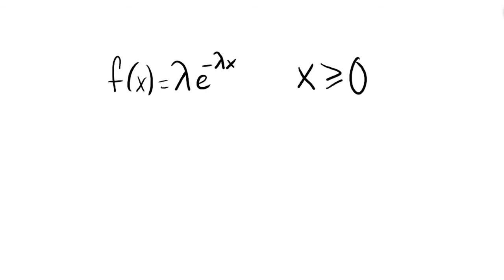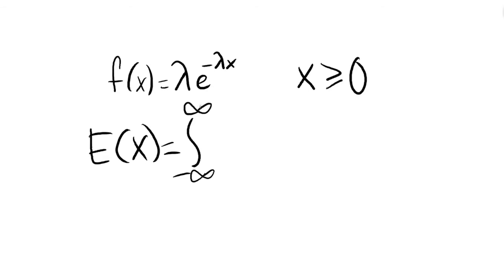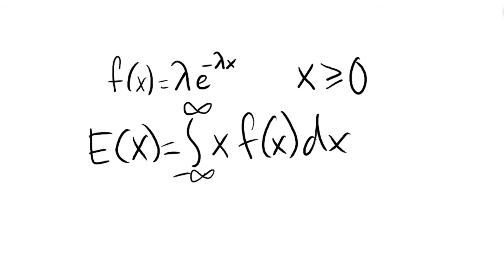But if we're going to calculate the expected value of this, in this case we would take the expected value of x is equal to the integral from minus infinity to infinity of x f(x) dx. In this case, we don't have anything from 0 to minus infinity, so we would have from 0 to infinity. And then we just put in our numbers. We put in x, and then we would put this here. And then we would calculate that.